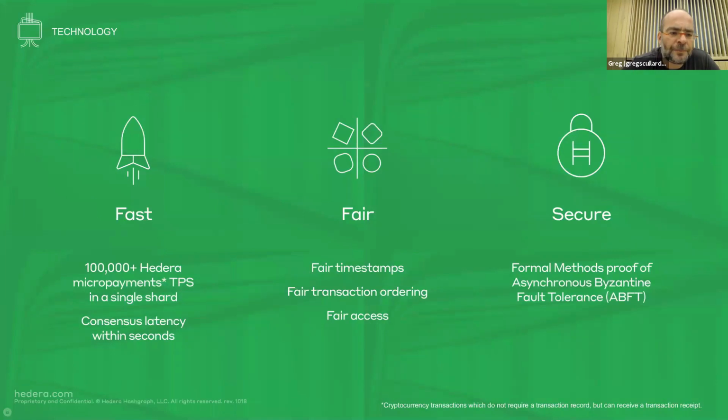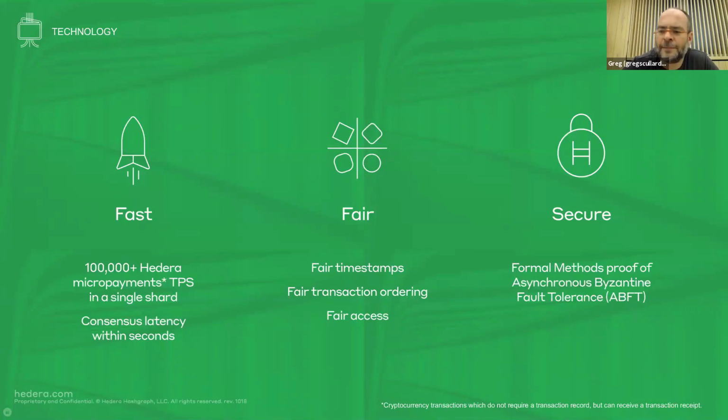So, how fast is Hedera Hashgraph? Well, it's very fast. It's 100,000 transactions per second in a single shard. Sharding is part of a longer-term plan. This is not to reduce a bottleneck. This is to add to the 100,000 plus in the first shard. So 2 shards, 200,000, and so on and so forth.